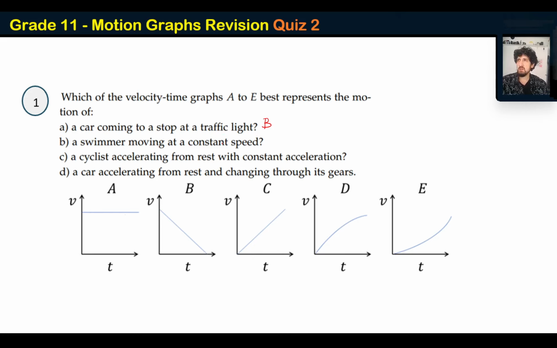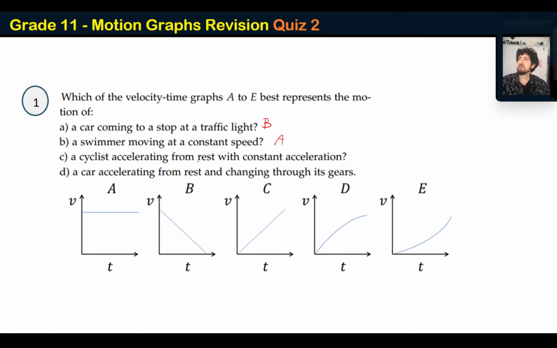A swimmer moving at constant speed. Well, we've just answered that one actually. Constant speed, that means the speed is not changing with time. So as time goes by, the speed is not changing. So which one is it? That one the speed changes, that one the speed changes, that one the speed changes, and so does that one. You can see there's a certain speed here, and then over here it's a different speed. Over here is the same. There's a certain speed here, and then it changes with time. So each one of those shows the speed changing, except for the first one, A.